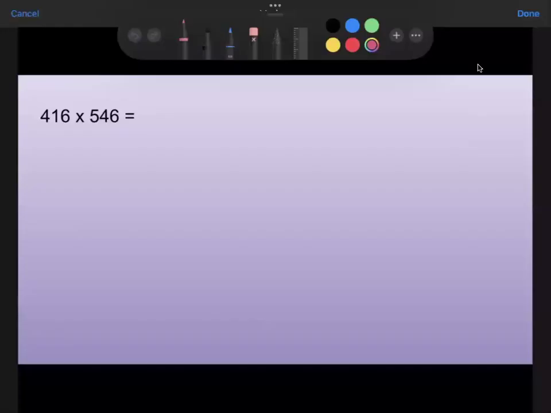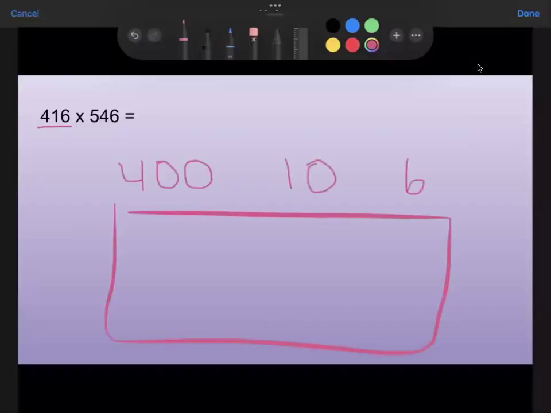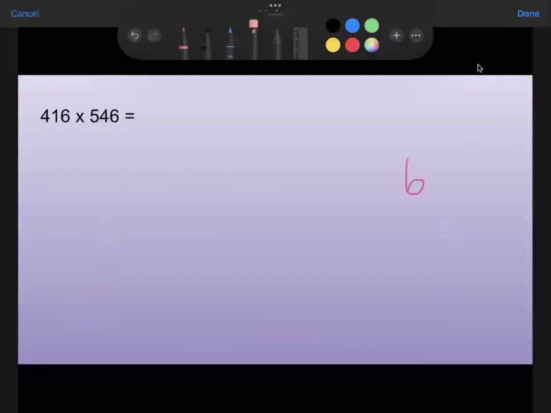Okay, here is our next one. Again, we're going to use a standard algorithm for this one, but if you were going to use the box or area method, you'd have to split the 416 into 400, 10 and 6. And then along the side, after you put your box, you would have 500, 40 and 6. Okay, just wanted to show you what that would look like, just in case that's the method you decided to use.